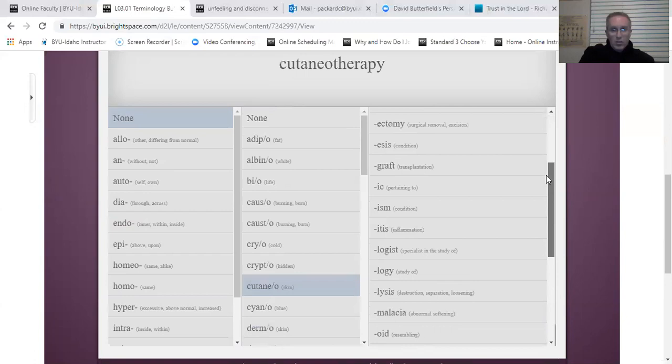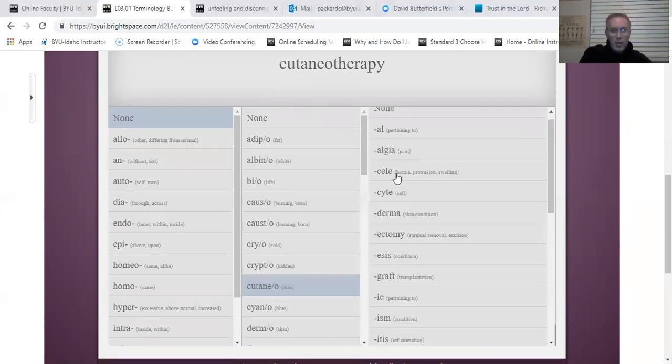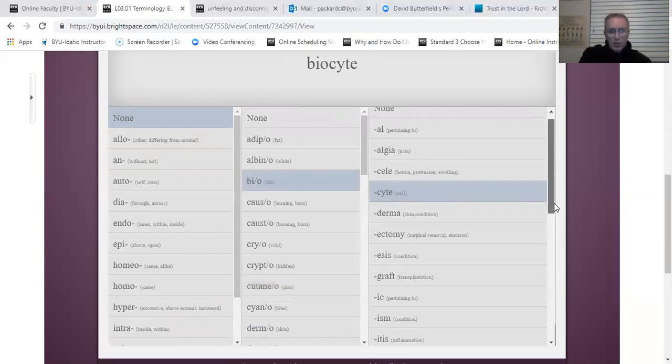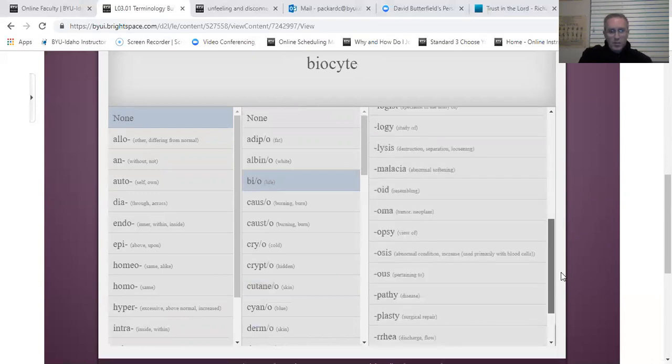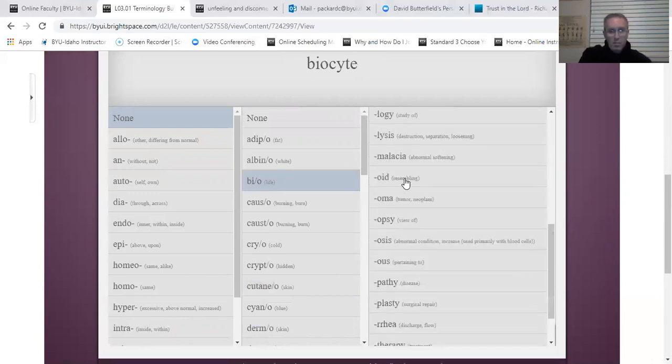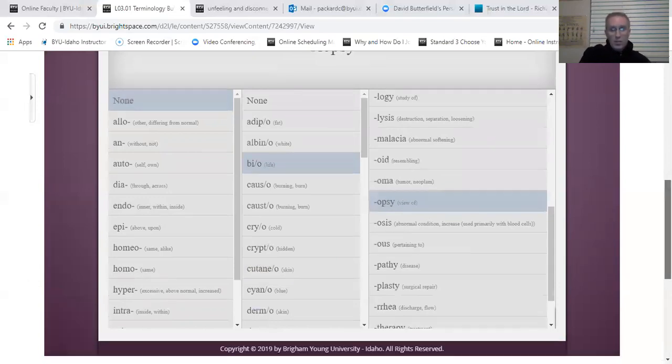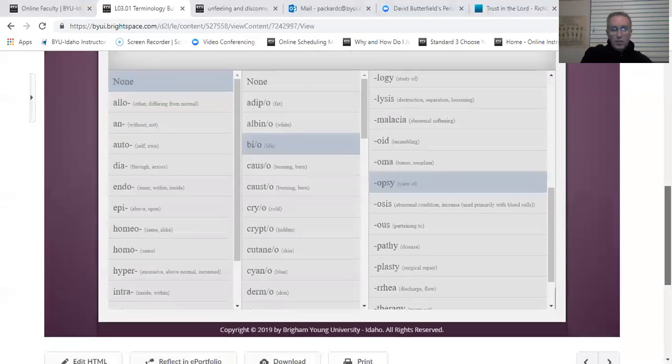So if we look at cutaneo, a cutaneocyte would be a skin cell. Bio, there's an interesting one. Biopsy. Okay, I'm sure we've all heard that term. Biopsy is taking a view of something that's alive or removing live tissue from a body in order to do a study to see if it's malignant or see if there's any disease process going on.